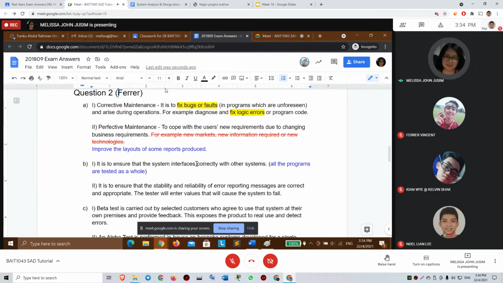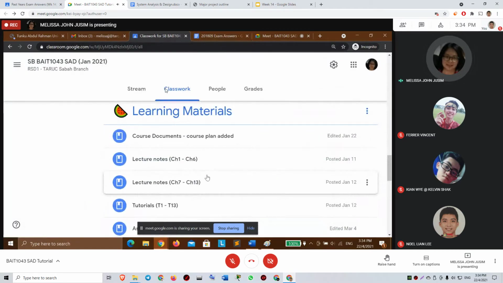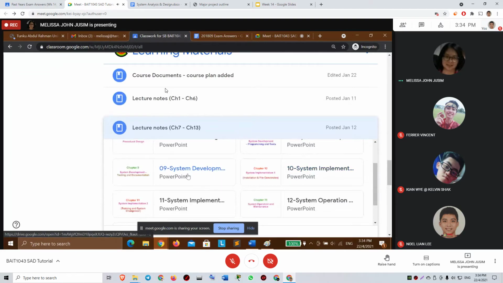Okay, so this is the purpose, that system interfaces with other system. Kalau ada system, not really, not other system. Okay. System testing is where? System testing should be in the development, programming. Sini.